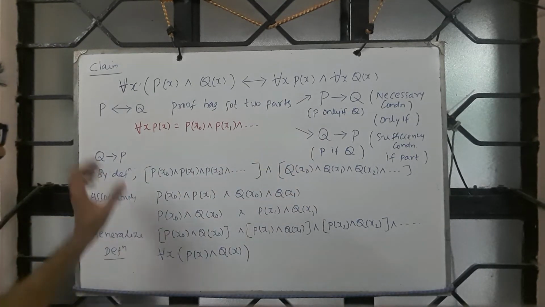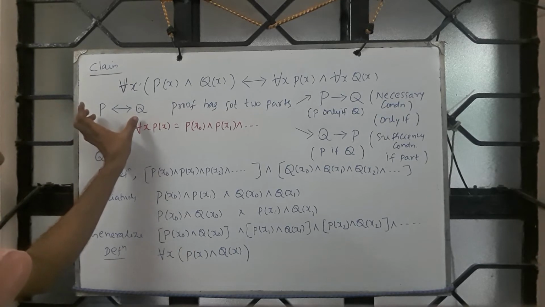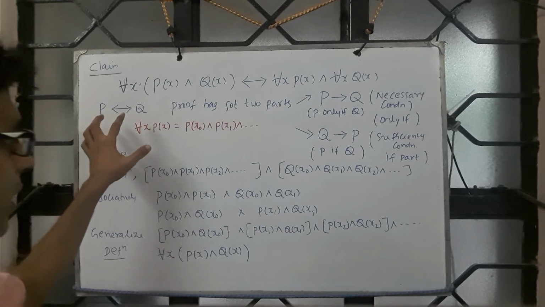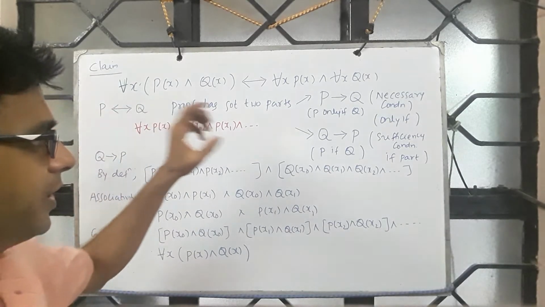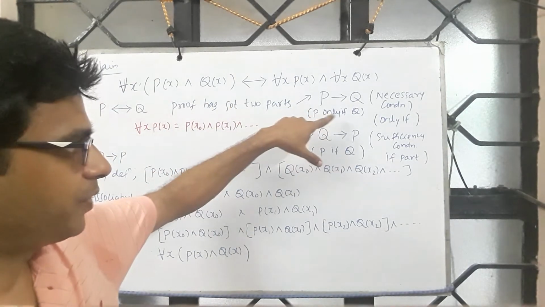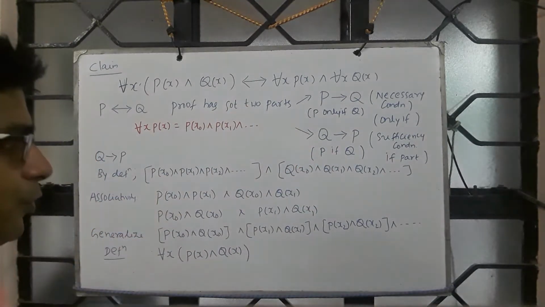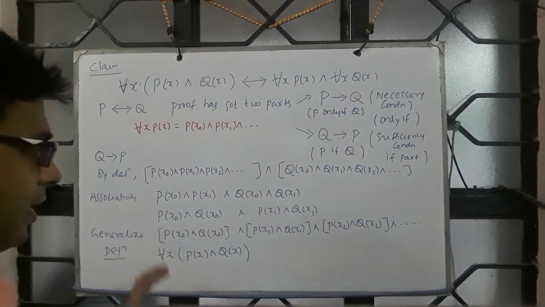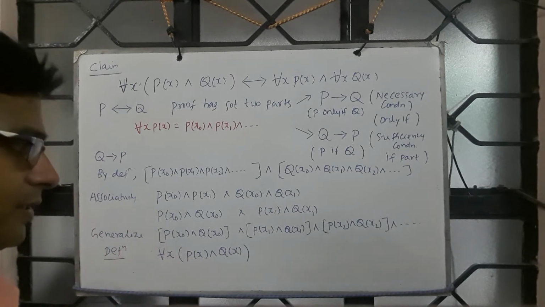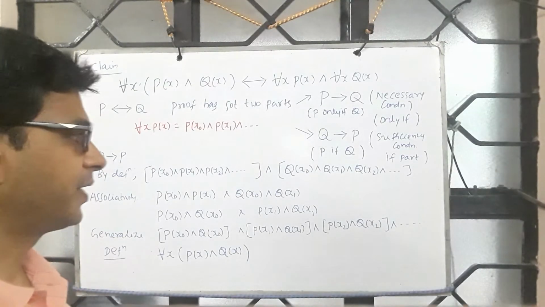In general, if you are asked to show P if and only if Q, it has got two parts. One is P only if Q and P if Q. So establish the proof of correctness individually for each of the directions. Okay.